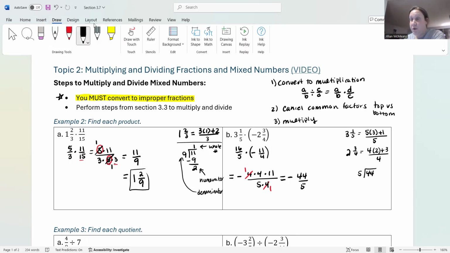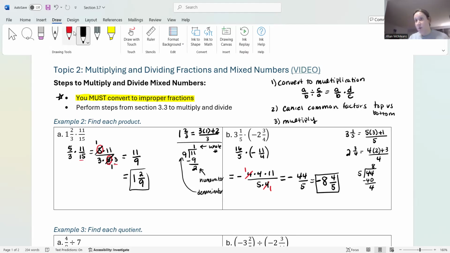Well, 5 would go into 44 8 times. 8 times 5 is 40. We subtract and we're left with 4. So the way this works is we do the quotient as the whole number. Just don't forget to bring your negative over. So we get 8. The remainder is your numerator, and then the divisor just stays your denominator. So we get 8 and 4/5. So basically 5 goes into 44 8 whole times with 4 out of 5 left over.